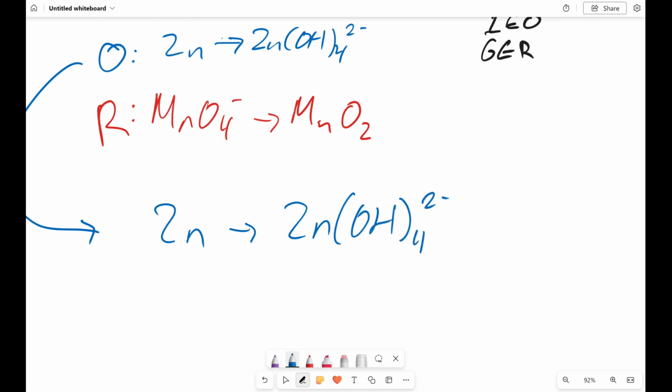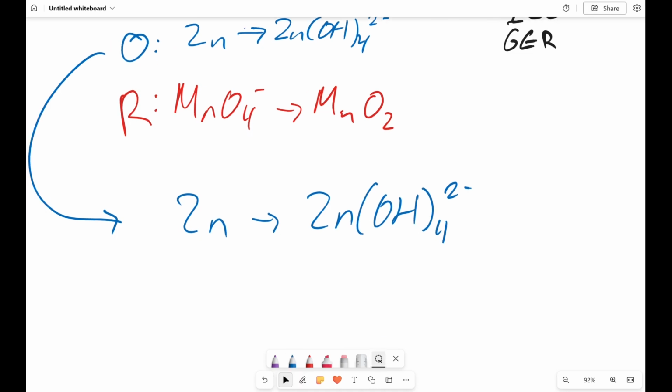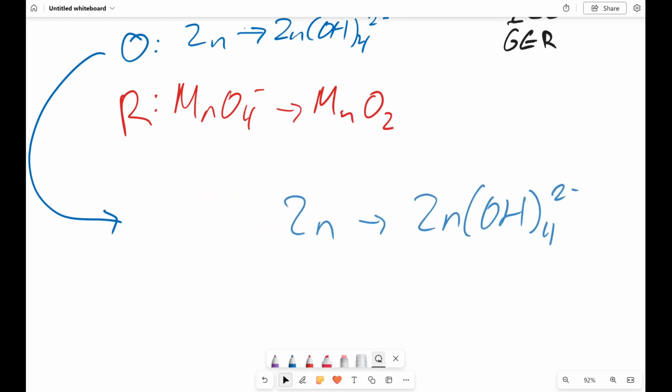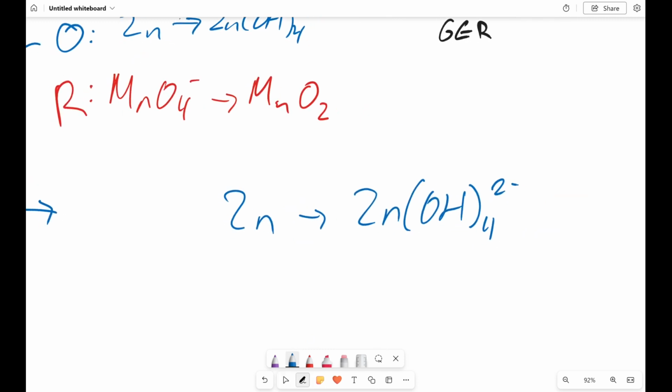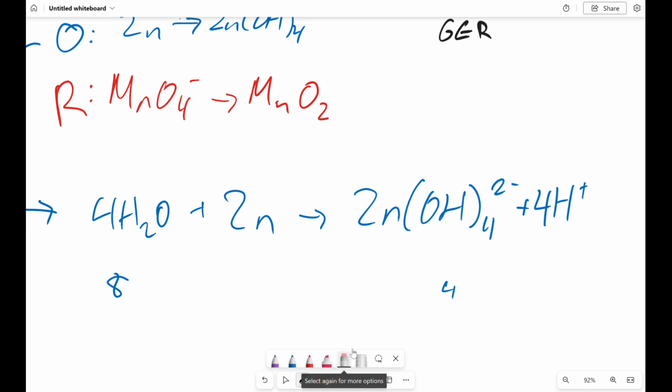Looking at it, the zincs are fine, so that's okay. Next, we're going to look at our oxygens and balance them out. Because oxygens are easy, right? We just have to add water. Notice how we have 4 oxygens. Therefore, we're going to add 4 waters, 4H2O. Now we have 8 hydrogens here, and we only have 4 hydrogens here. So we're going to add plus 4H plus. Okay, so far, so good.